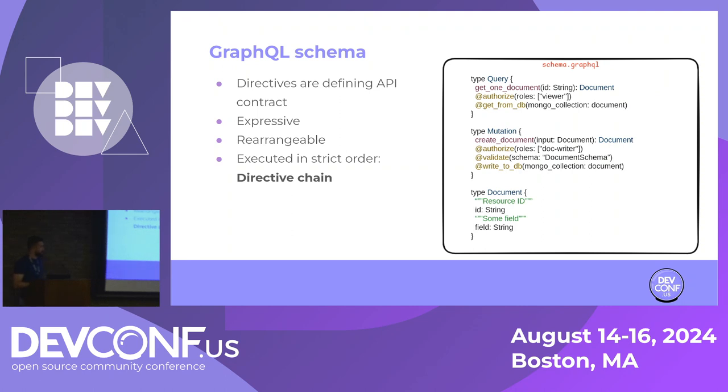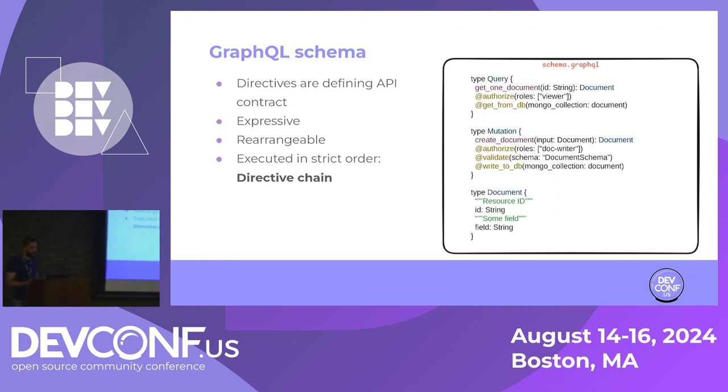This is the minimal example showing the final GraphQL schema. You might notice an important detail there, which was not present in the previous slides. You can see the two entry points, query and mutation, and there is a bunch of directives attached to them. I would like to stop here.